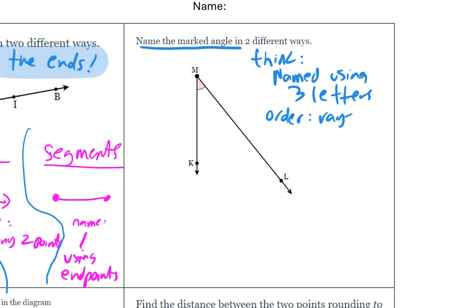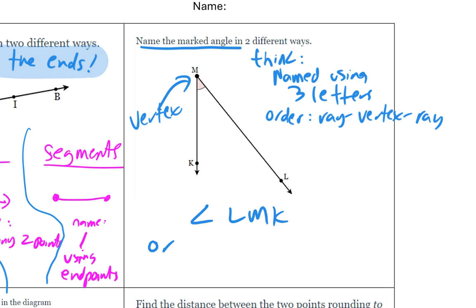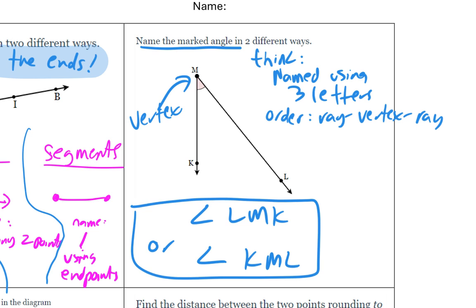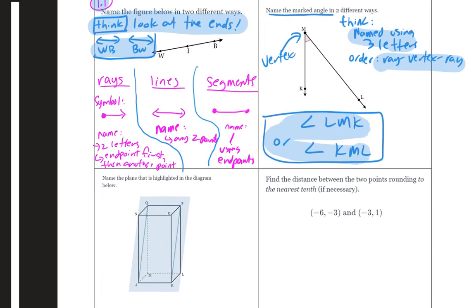Ray, vertex, and then ray. If this is the vertex, that's where the V is, then we said ray, vertex, ray. So we'd say LMK. We're going to say angle LMK. Or we can go the other way, as long as this is in the center. So KML. Those are our answer choices. So that's what we're going to think: name it using 3 letters, and the order is ray, vertex, ray. All right, let's keep it moving.